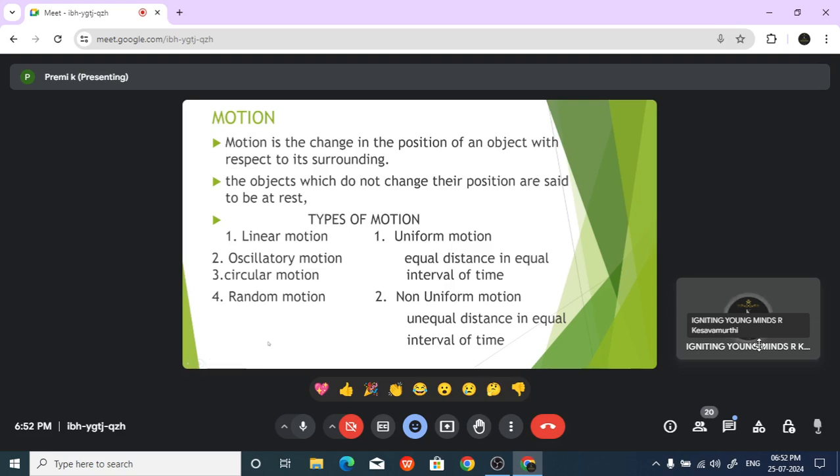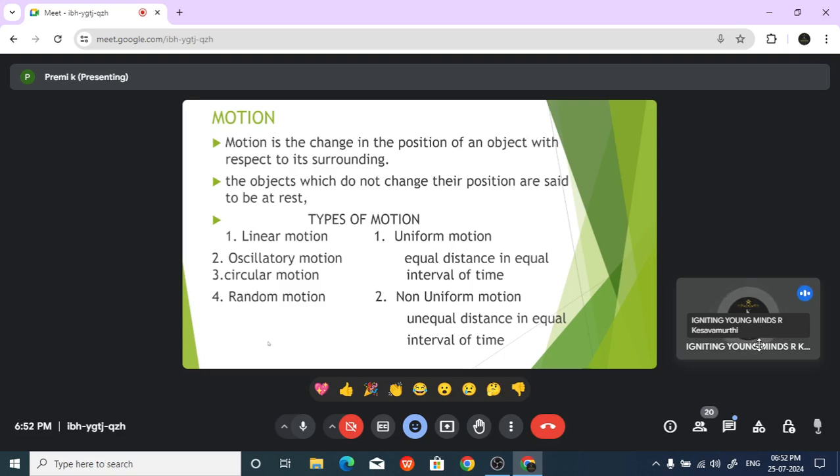Premi, I have one doubt. This random motion, can you give an example? Sir, we know Brownian movement, or football players or cricket players when they move. Oh, okay. Thank you. It is random motion.